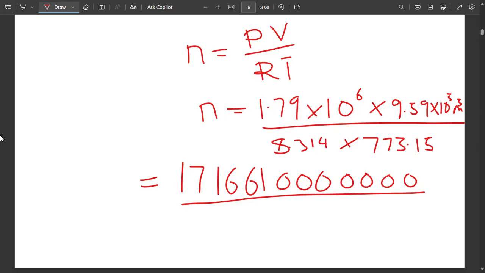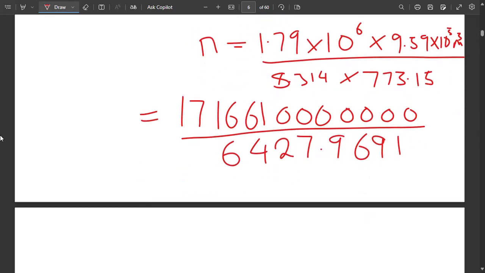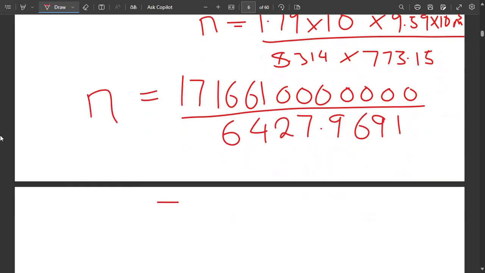Okay, then the denominator, we have 73.15 multiplied by 8.314. So as a denominator, I'm getting 64.27969.1. Okay, like this.